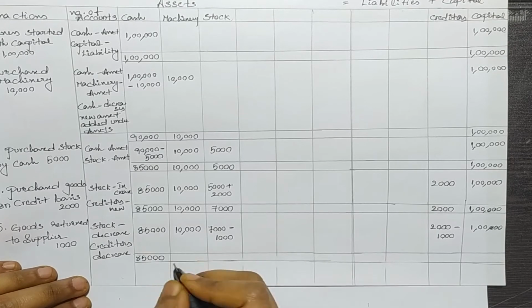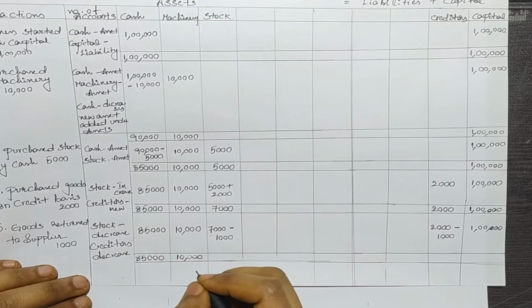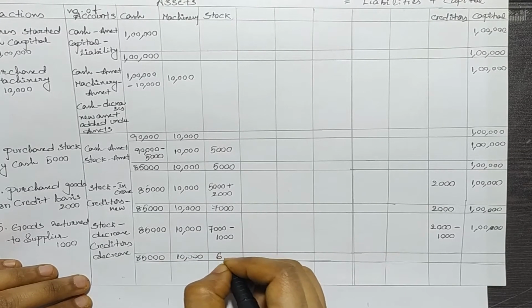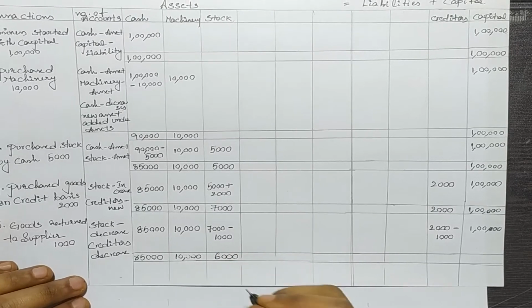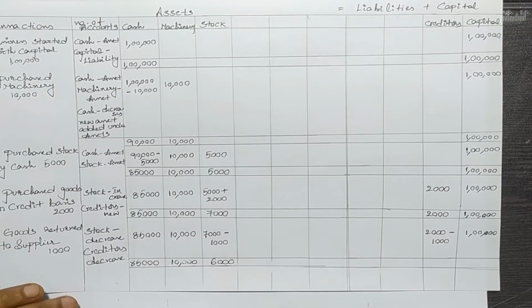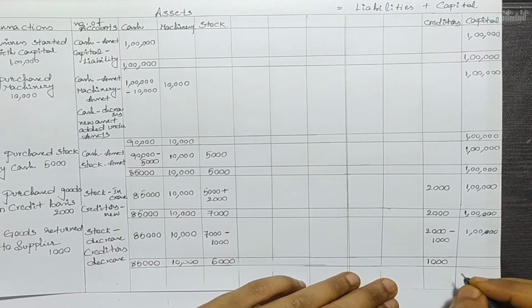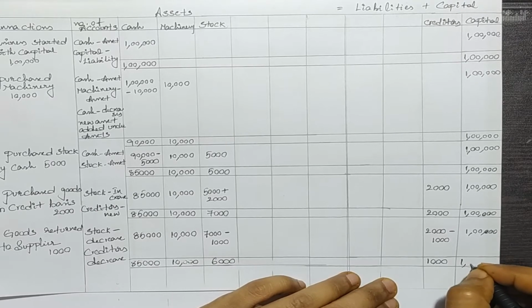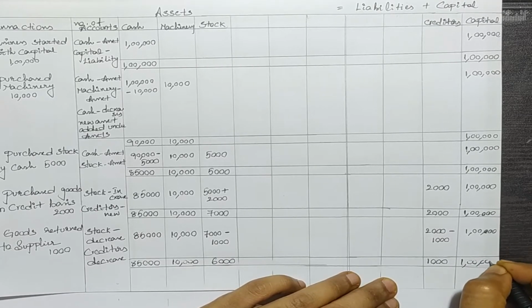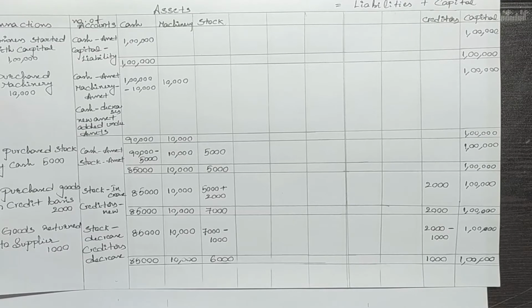Cash value is 85,000 and machinery value is 10,000. And after decreasing 1,000 from 7,000 we get 6,000. So stock value is 6,000. And the creditors, after deducting 1,000 from 2,000 we get 1,000. So creditors value is 1,000. Capital remains same, that is 1 lakh.